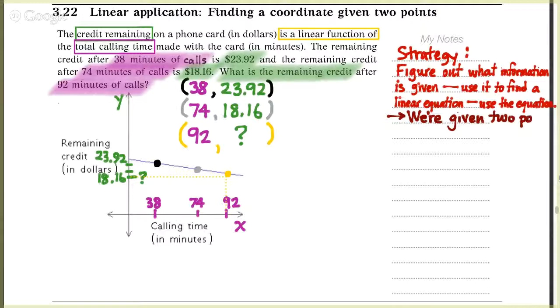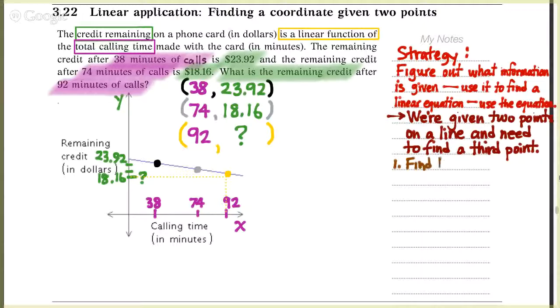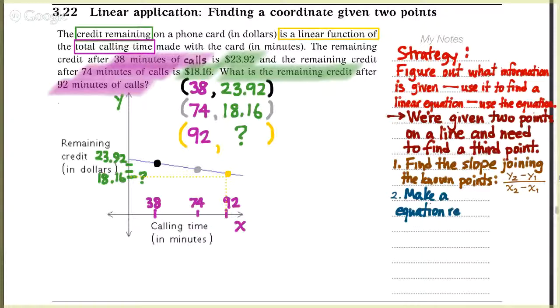So now let's map out our strategy. We've been given 2 points on a line, and we want to know the coordinates of a third. Right? We know the x-coordinate's 92, but we want to find the y-coordinate at that point. So how do we do it? Same strategy as before. First thing we want to do to find an equation for a line joining 2 points is to find the slope joining those two known points. Same way as always. Measure the rise by subtracting the y-coordinates, measure the run by subtracting the x-coordinates, and then divide those differences. Then we can use that slope to make an equation relating x and y together.